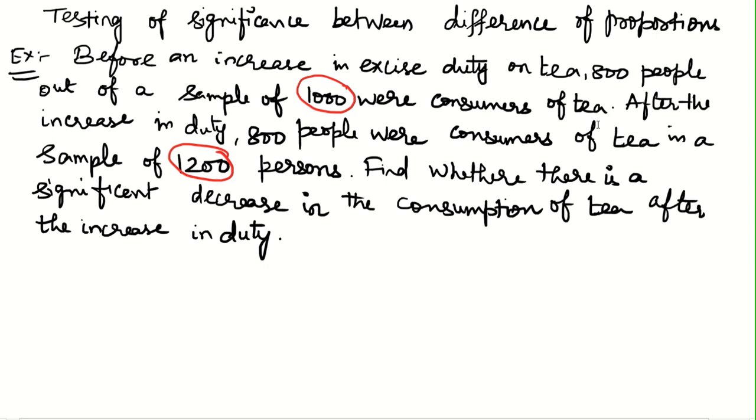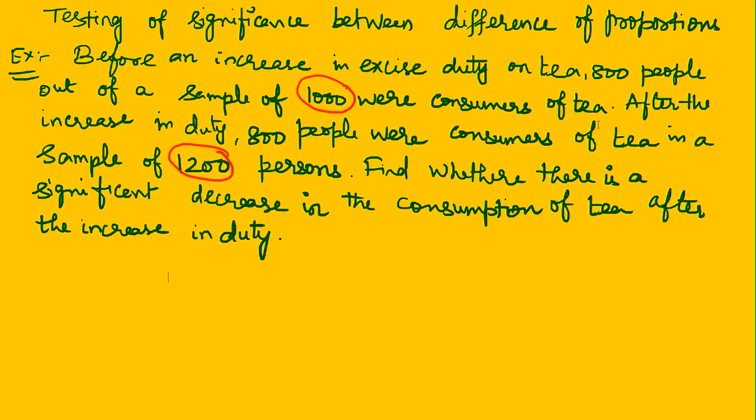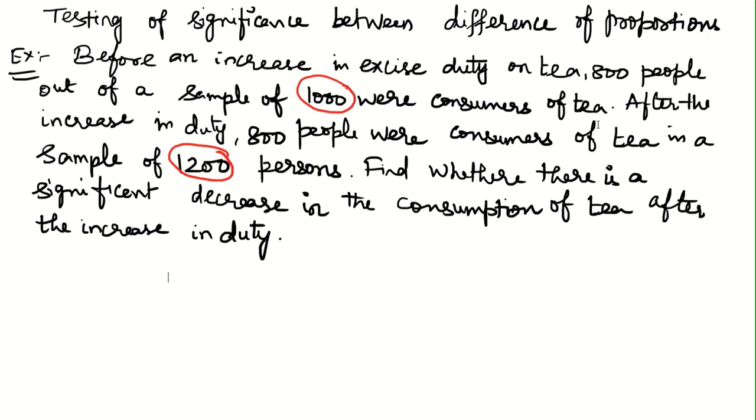Let us learn about testing of significance between difference of proportions using the following example. Before an increase in excise duty on tea, 800 people out of a sample of 1000 were consumers of tea. After the increase in duty, 800 people were consumers of tea in a sample of 1200 persons. Find whether there is a significant decrease in the consumption of tea after the increase in duty.